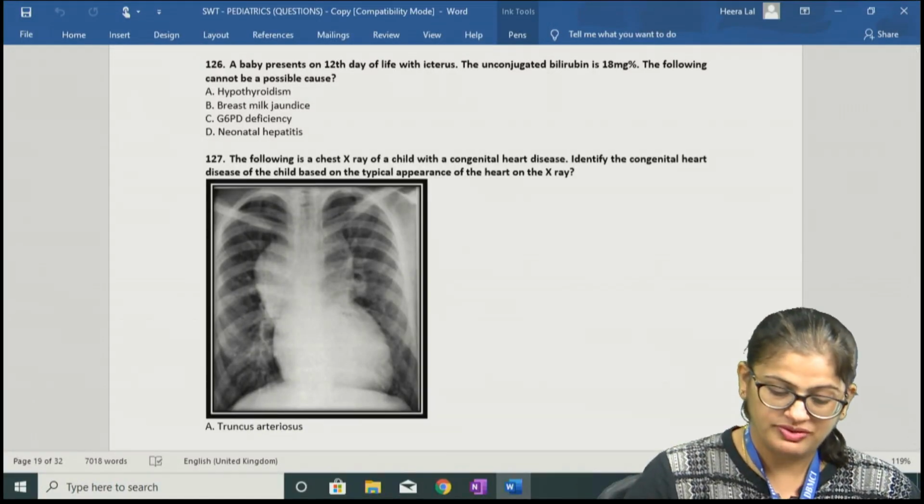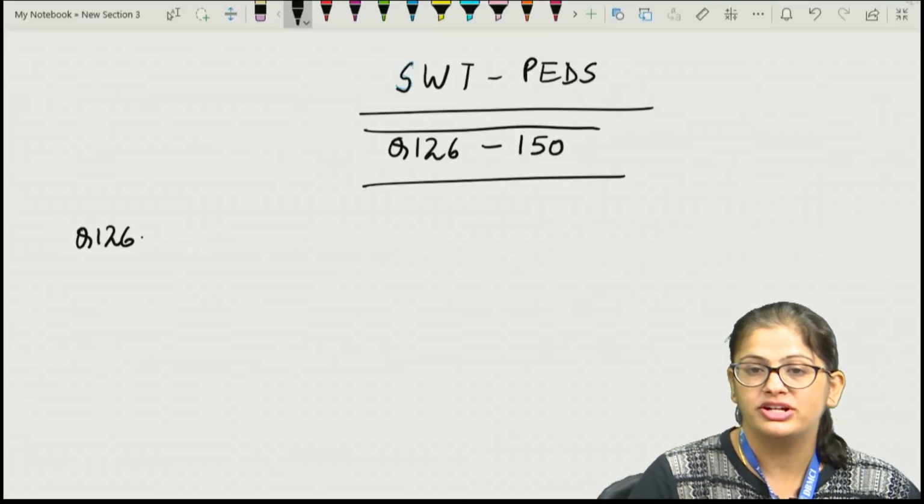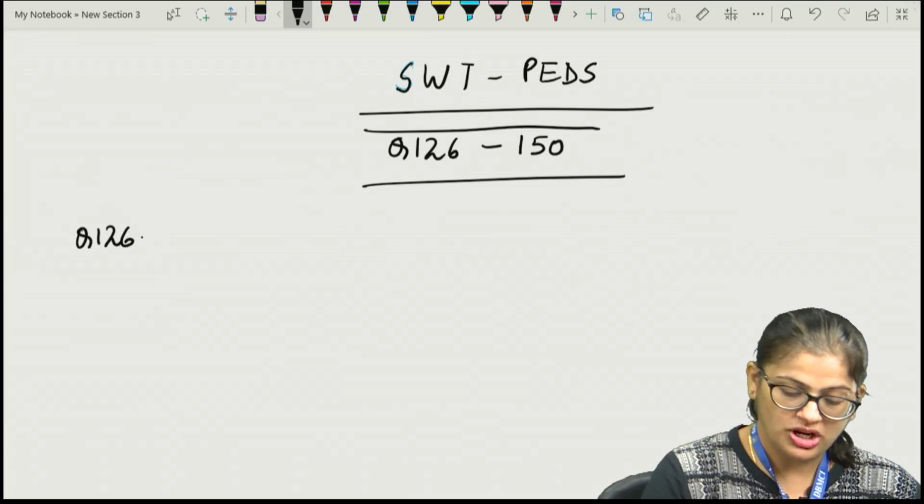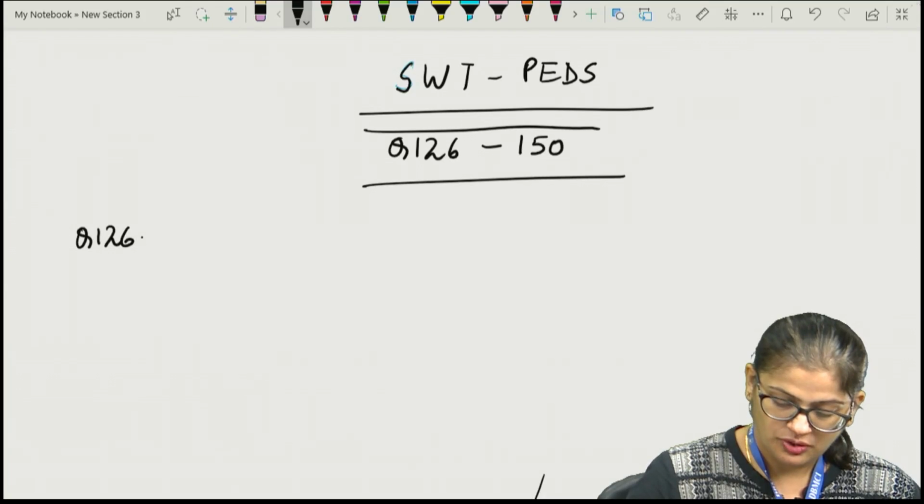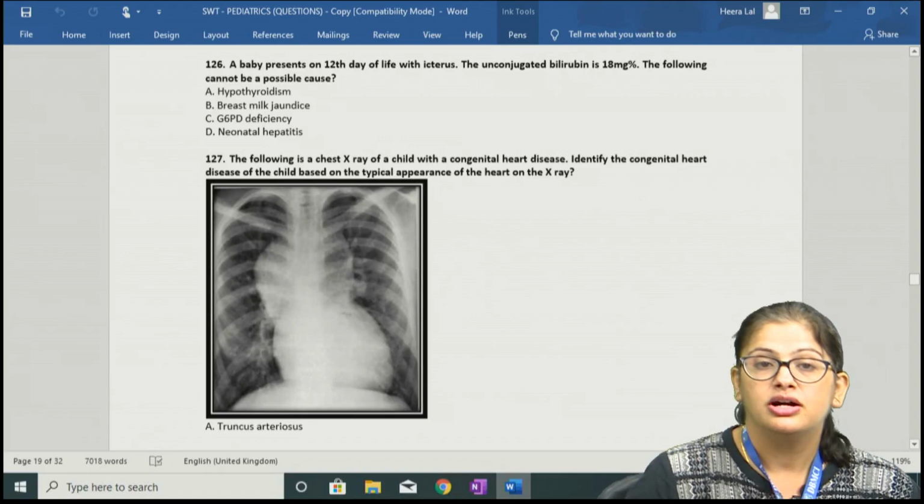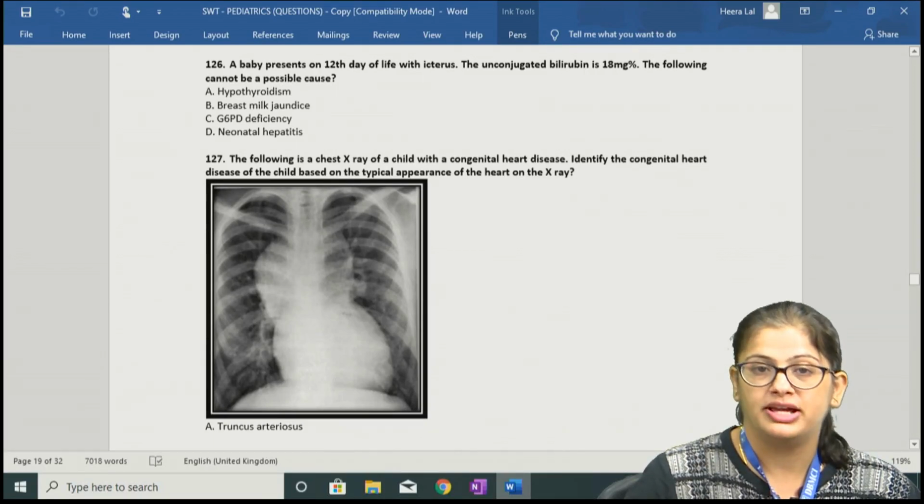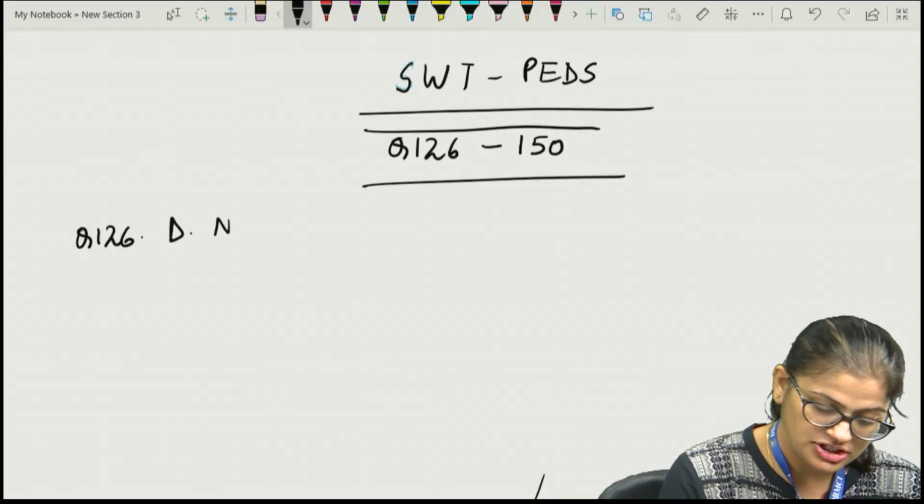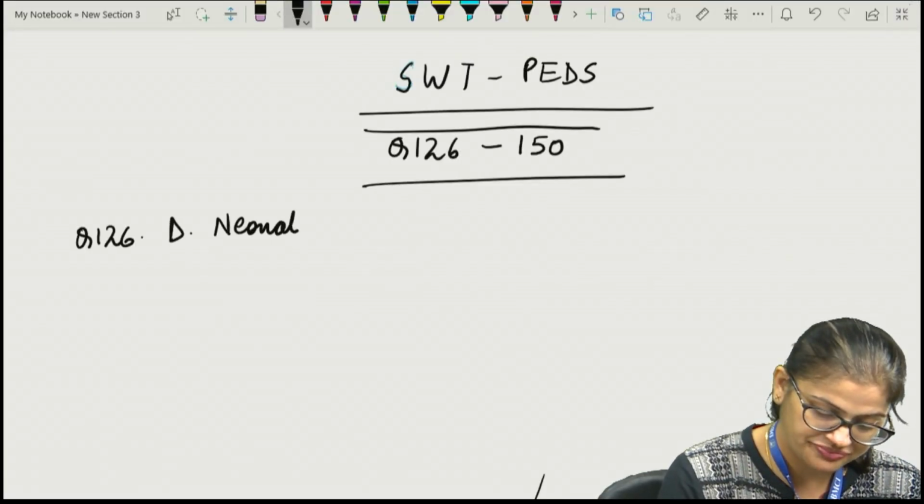So now we will discuss question number 126 to 150 of the subject-wise test of pediatrics. So now we come on to question number 126. Question number 126 was, a baby presents on 12th day of life with icterus. The unconjugated bilirubin is 18 mg/dL. The following cannot be a possible cause. And the correct answer is option number D, that is neonatal hepatitis.